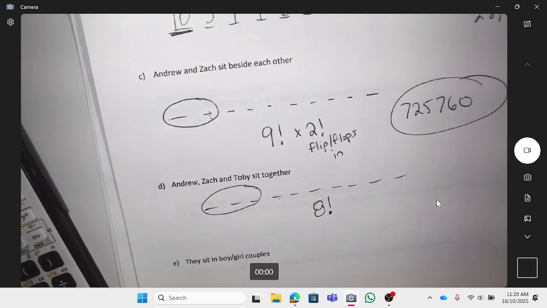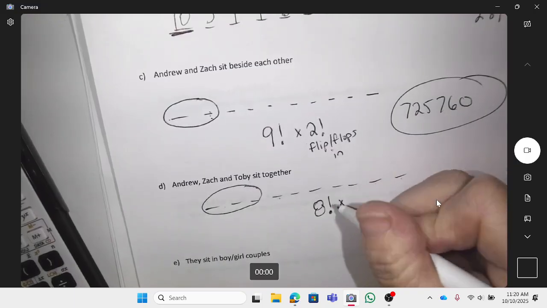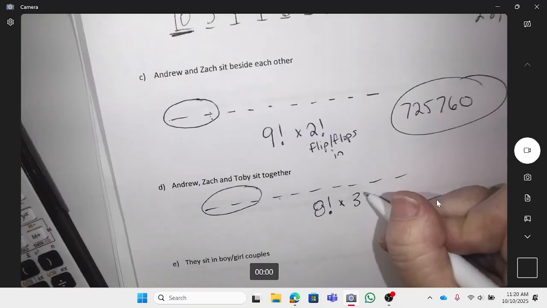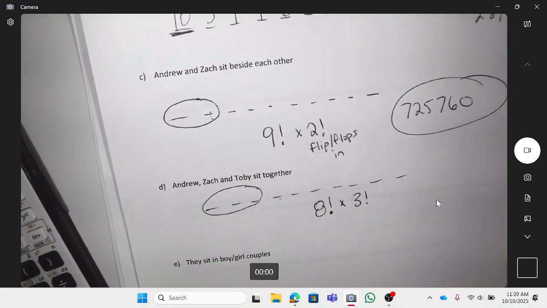Okay, because we can do this with books or whatever else too. Times, well, what could Andrew, Zach, and Toby do just in their own little space? They can flip-flop with each other. Even though they're beside each other, they can still move around within.